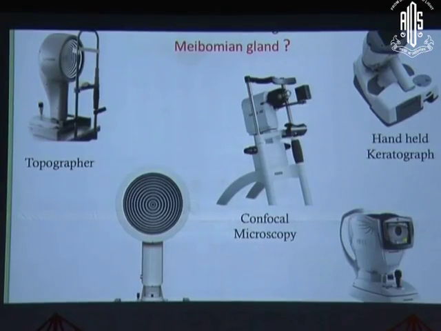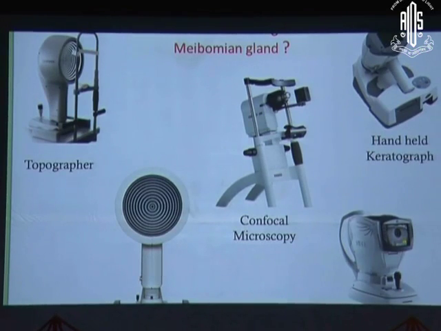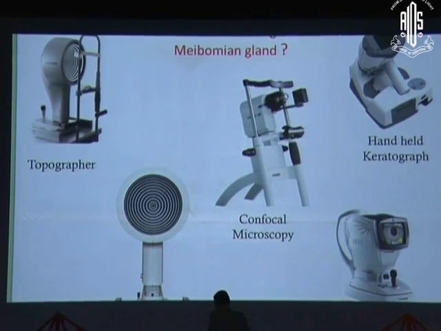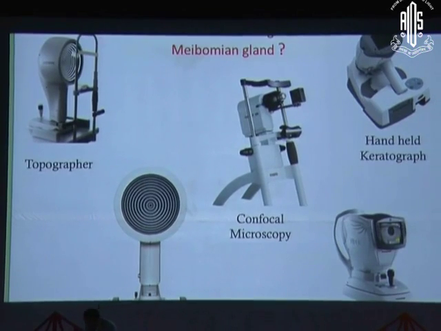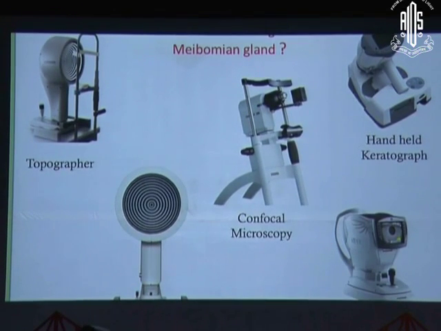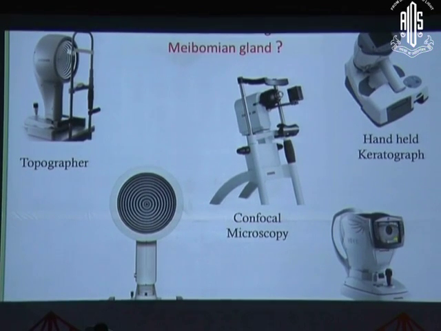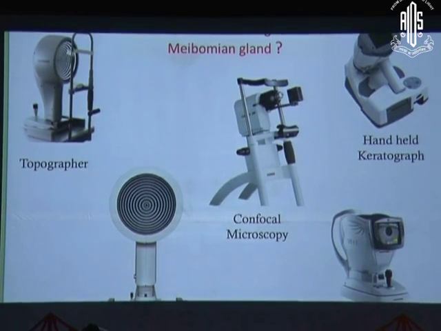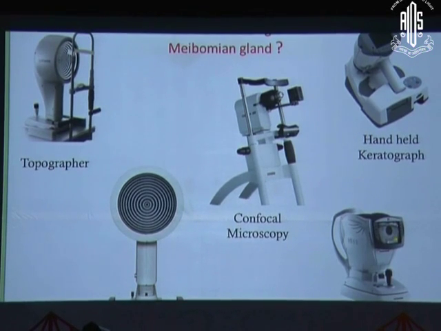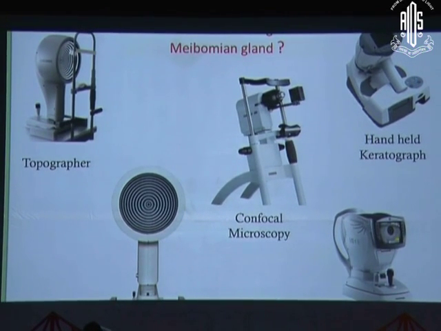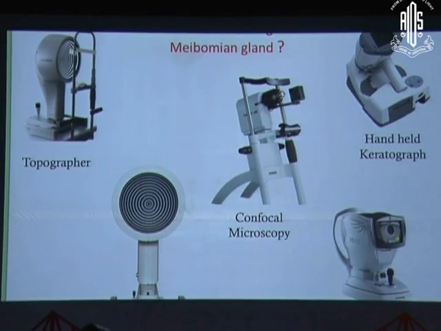Okay, moving on, what are the other methods by which we can evaluate or image the meibomian glands? There is the topographer, the keratograph, officially marketed by Oculus, whose prime importance is that it measures the meibomian glands beautifully well. Along with that, we can also use confocal microscopy. We can use a handheld keratograph, and most importantly, we can use a simple tool like an autoref. How? We'll be seeing it further.